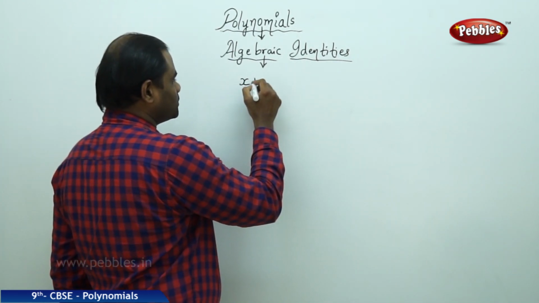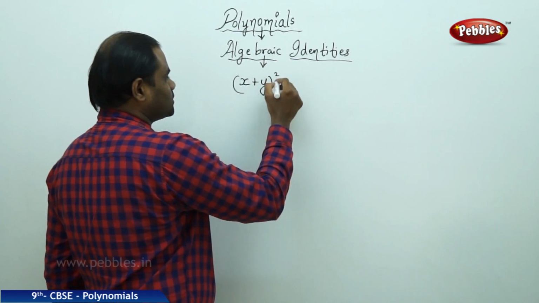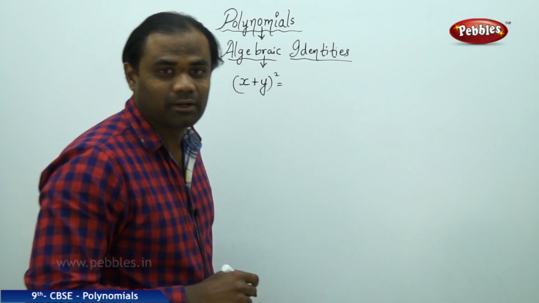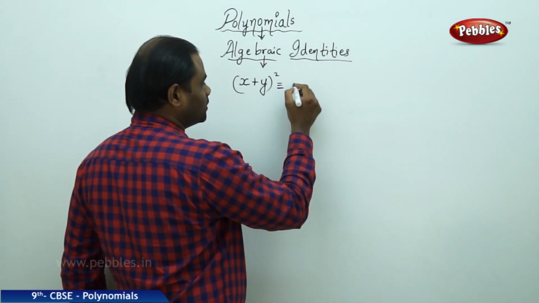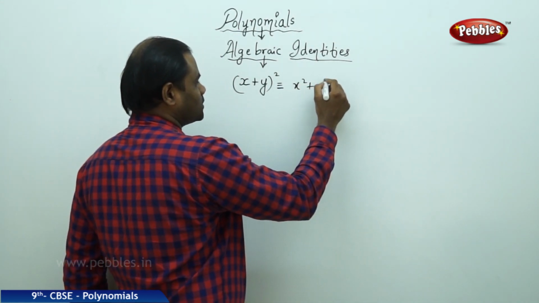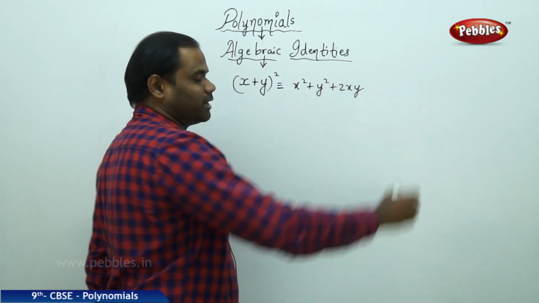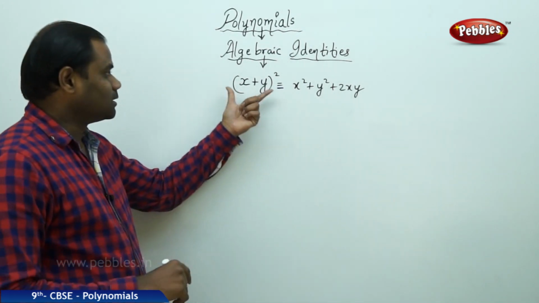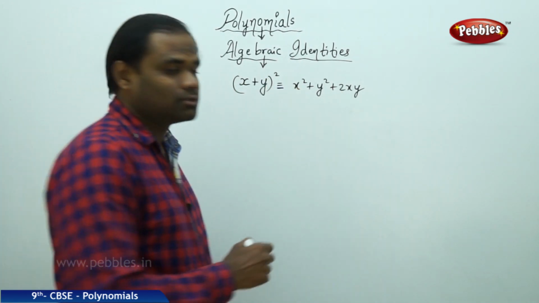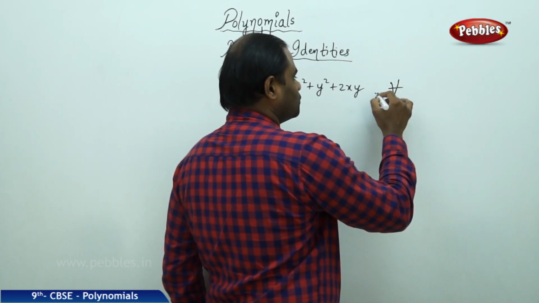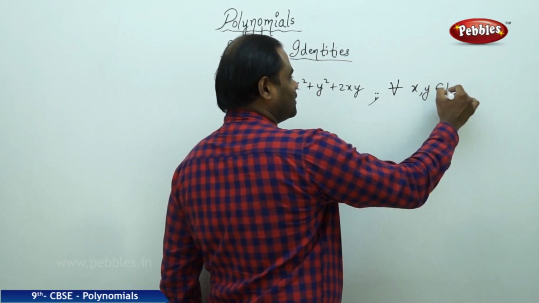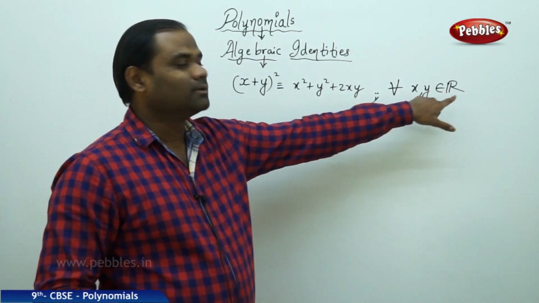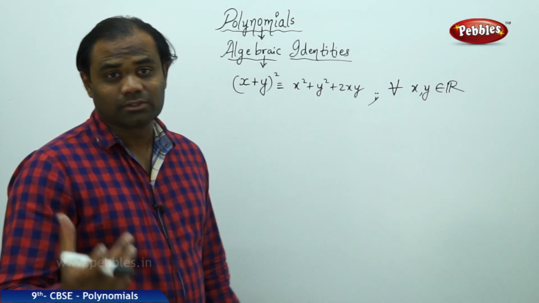The most important identity, as discussed in the lower classes, is that when I expand x plus y whole square, it must be universally equal to x square plus y square plus 2xy. Identity number 1 is how we see that this is universally equal to this, and this is true for all x, y belonging to the real numbers.